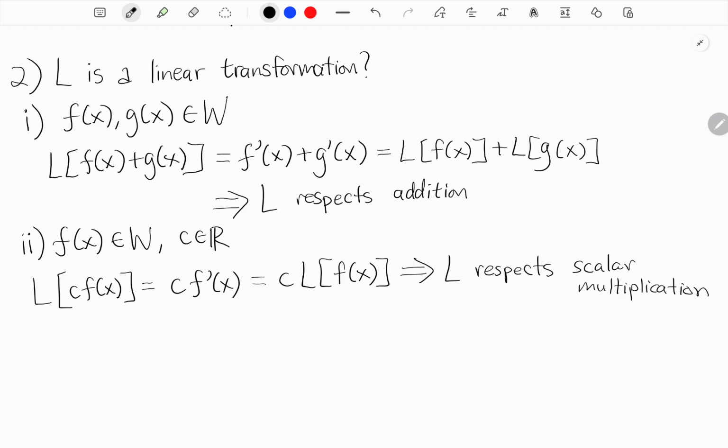So therefore, L is a linear transformation.